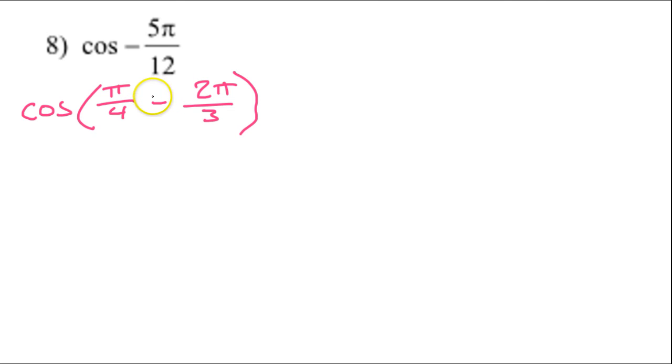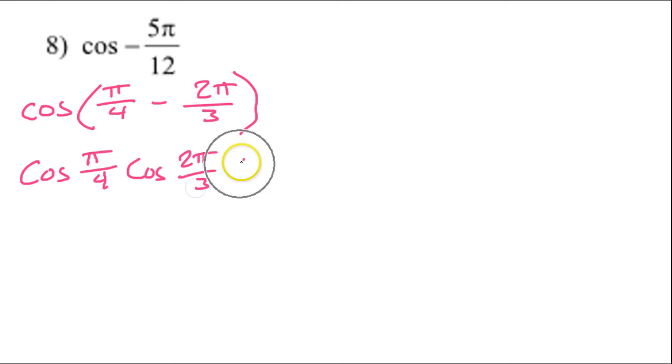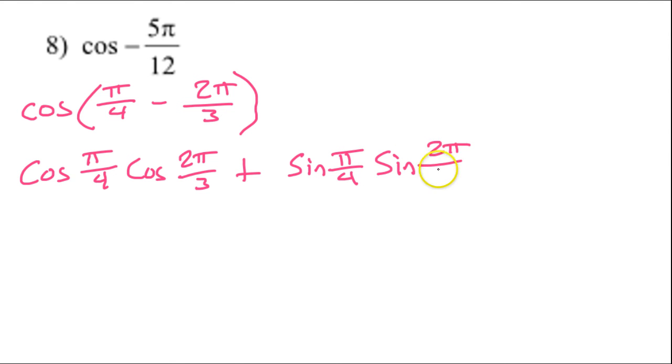And the cosine difference formula goes cosine cosine plus sine sine. So that's what I'm going to do. Cosine pi over 4 cosine 2 pi over 3 plus sine pi over 4 sine 2 pi over 3.